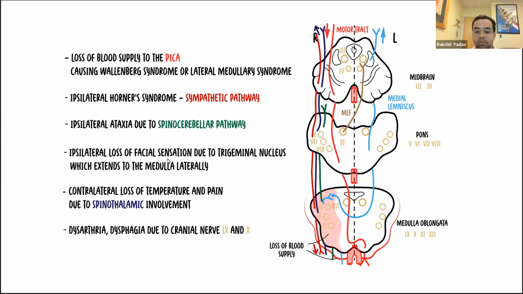Then you have ipsilateral loss of facial sensation due to the trigeminal nucleus, which extends to the medulla laterally. The trigeminal nucleus has a very broad extension. It can extend from your pons to the medulla as well. So even in lateral pontine syndrome and in lateral medullary syndrome, your trigeminal nucleus is affected, also known as the spinal nucleus. Then you have contralateral loss of pain and temperature due to spinothalamic involvement, again present in the lateral part of the medulla. Then obviously you have dysarthria and dysphagia due to cranial nerves 9th and 10th. These are again lateral cranial nerve nuclei present in the medulla.